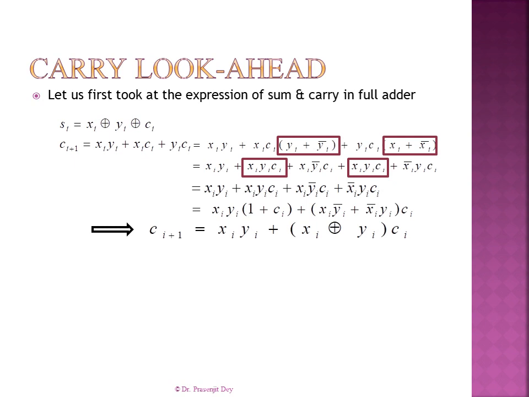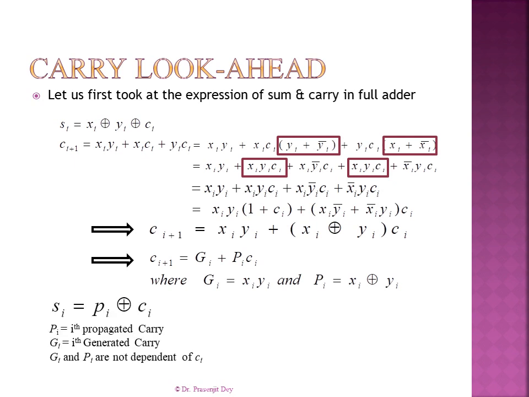Now why can we write it like this? Because 1 plus ci is nothing else but 1, and making a dot product of 1 with xi yi will give us xi yi only. And similarly xi yi bar plus xi bar yi is nothing else but xi xor yi. Now we can write the expression as gi plus pi ci, where gi is xi dot yi and pi is xi xor yi.